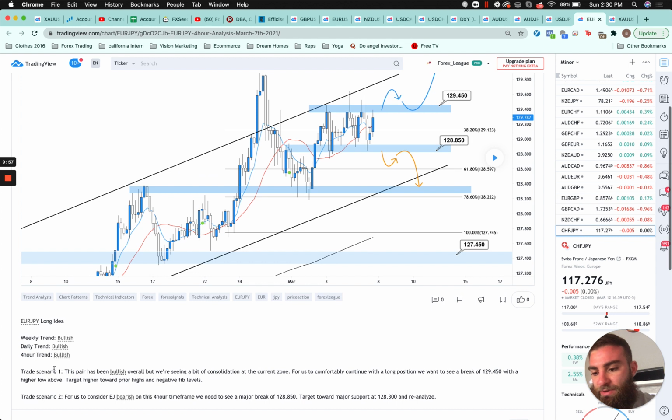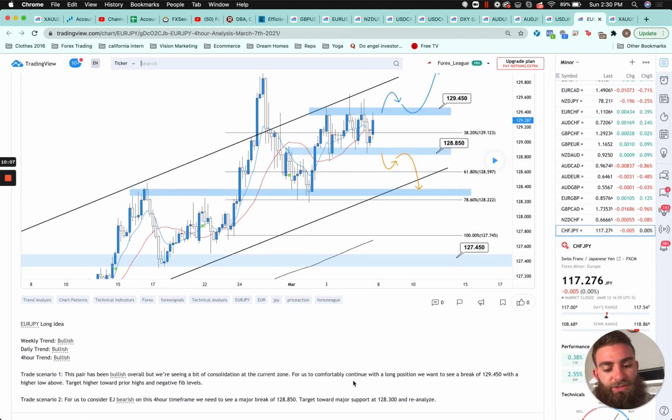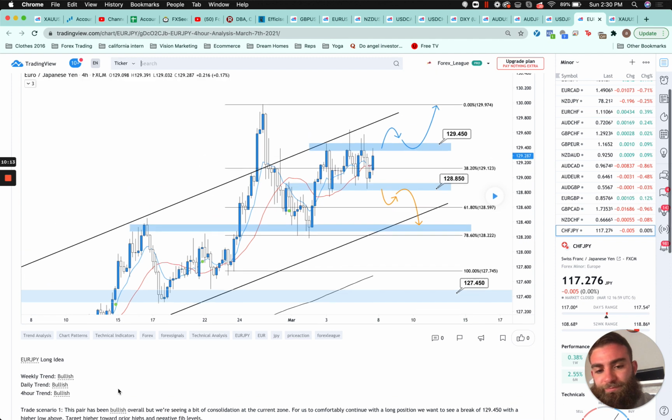Let's do EURJPY now. Weekly trend bullish, daily trend bullish, 4-hour trend bullish, trade scenario 1. This pair has been bullish overall, but we're still seeing a bit of consolidation at the current zone. For us to comfortably continue with a long position, we want to see a break of 129.450 with a higher low above, then target higher.